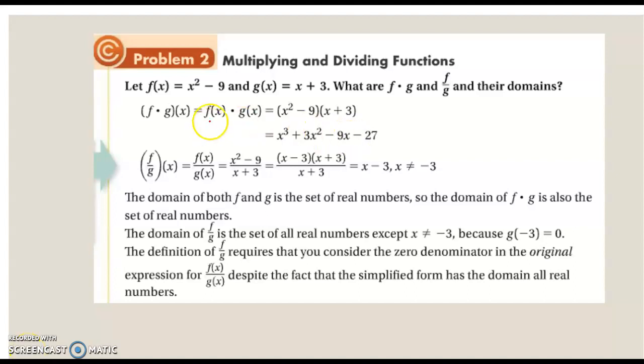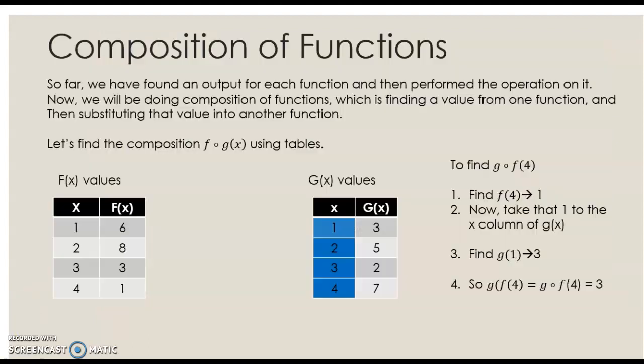All right, this one has the same stuff, but it's also worked all the way out so you could get some reinforcement. This one right here talks about what we talked about before, removable discontinuity, where that would cancel out, and you'd end up with x not equal to negative 3, despite the fact that the simplified form has the domain all real numbers. Okay? You have to make sure you include that.